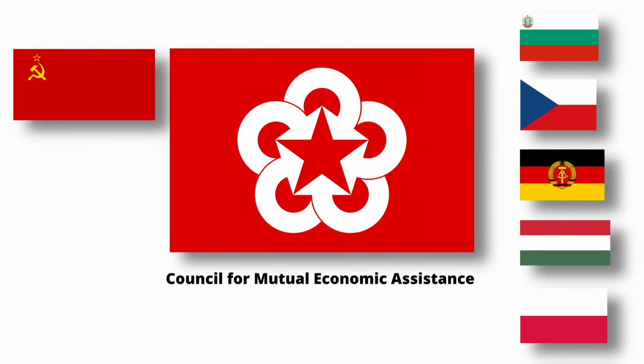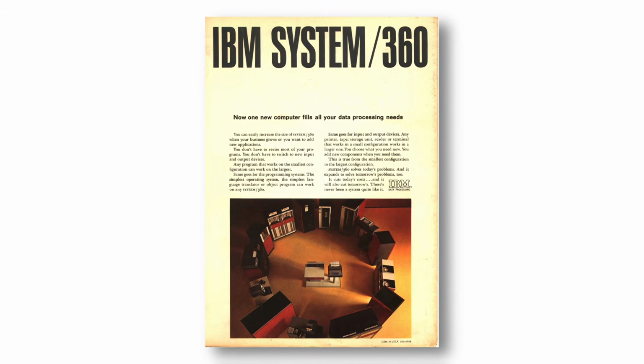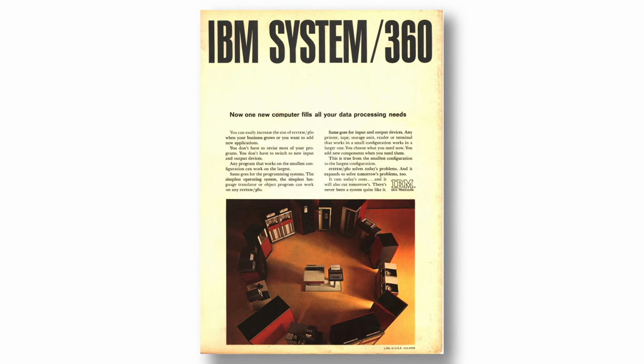Interestingly, the decision to make the RYAD computer line compatible with the S360 line was not the first time Soviet planners had tried to achieve S360 compatibility.